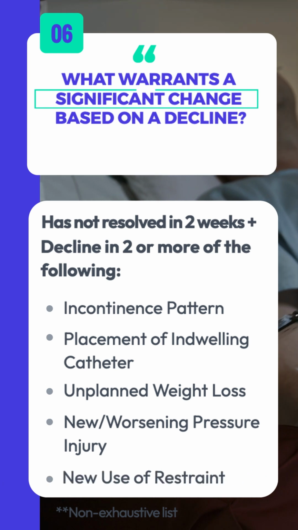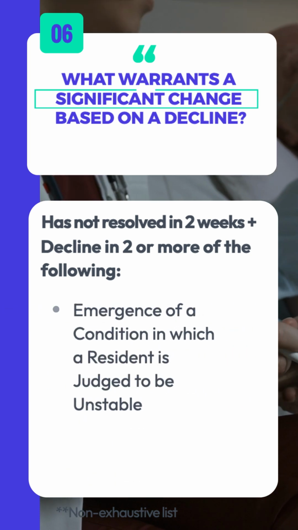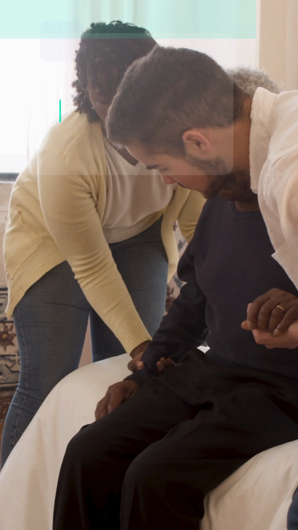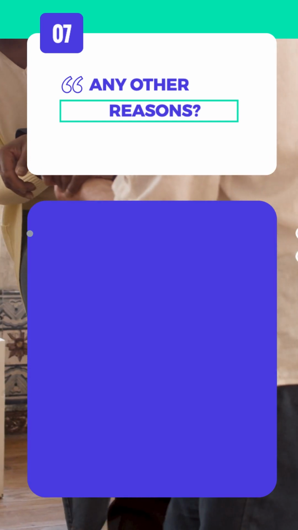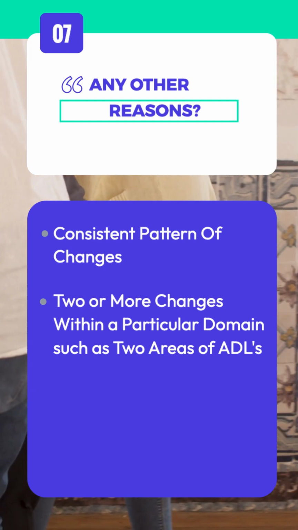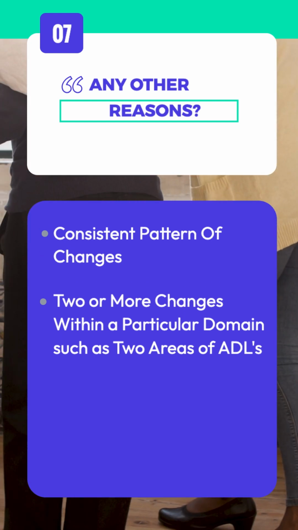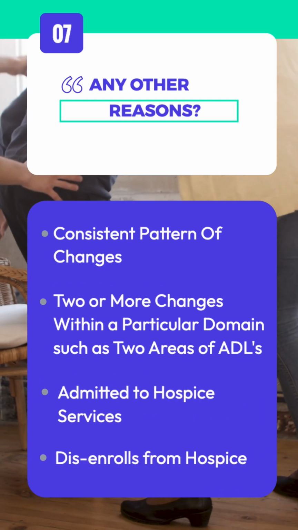Resident begins to use a restraint of any type when it was not used before, or the emergence of a condition in which a resident is judged to be unstable. Any other reasons? A significant change is also appropriate if there is a consistent pattern of changes and can be met when there are just 2 or more changes within a particular domain, such as 2 areas of ADLs. It is also required when a resident is admitted to hospice services or disenrolls from hospice.